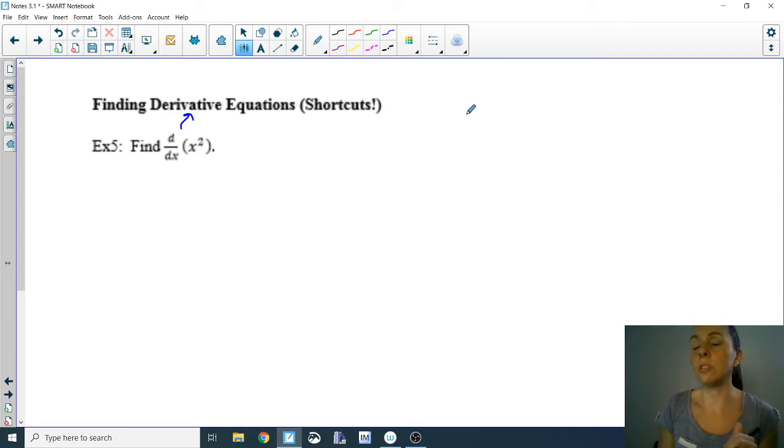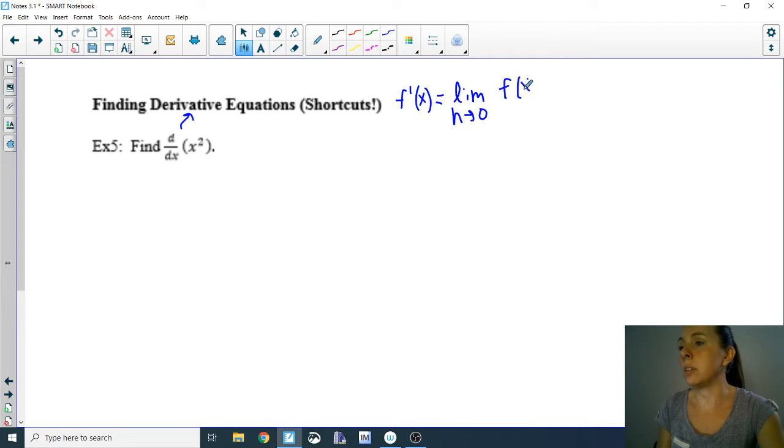For this first one, I am going to go back to the original definition, which I'm going to write up here so that we have it to refer to. You can say that f prime of x is equal to the limit as h approaches 0 of f of x plus h minus f of x all over h. Remember that's coming from the slope between 2 points that we define.